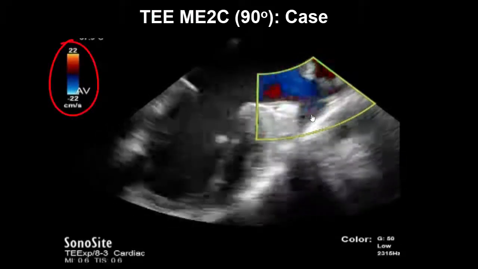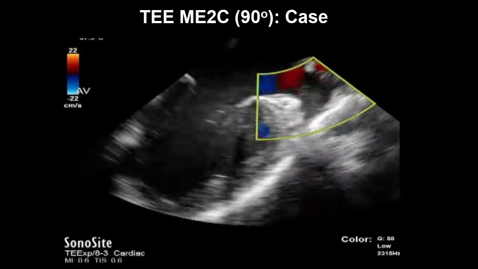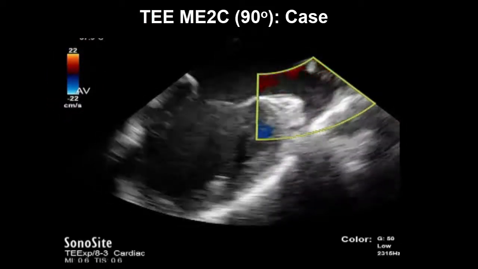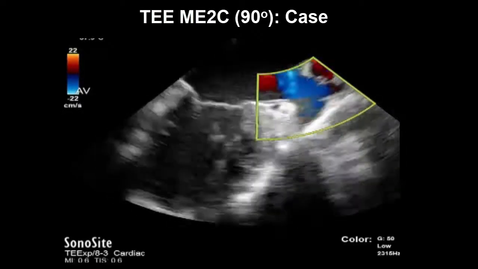And then we put a color box over the left atrial appendage with our Nyquist turned down to a low level again, 22 centimeters per second, and we don't see a lot of the aliasing of color that we saw in our normal previous case example. So this is all concerning for a low flow state, supportive of the clot that we previously saw.